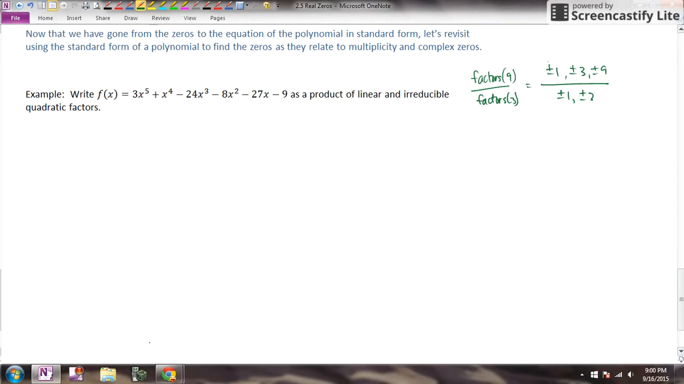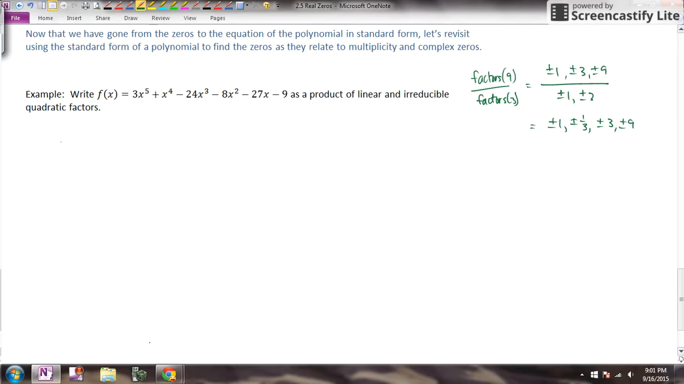9 and 9/3, that's just 3. So there's really not that much, actually. There's just 1, 1/3, 3, and 9. Now remember, those are possible zeros. It doesn't mean they're going to work. It doesn't mean anything. It just means they're possible. So how do you do it?